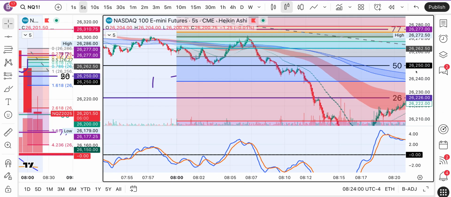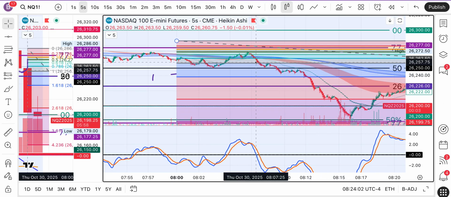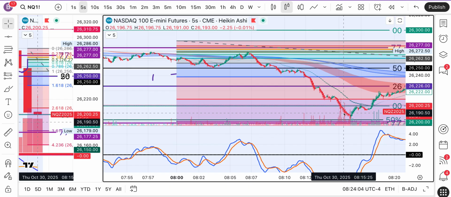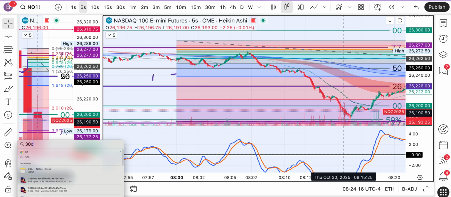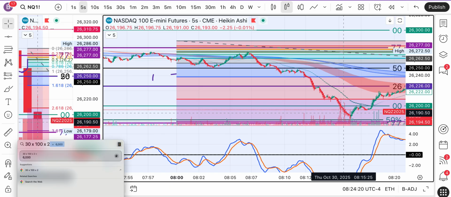This one could have been so much better, right? Just look at this move, man. That's what I'm talking about. That's the kind of moves, man. You get a 100-point move a day, dude, off about 2 or 3 minis. I mean, Jesus, what is that? Let's say you're doing 3 minis times 100 points times $2 a point. That's $6,000, right? That's a $6,000 move right there off 3 minis.